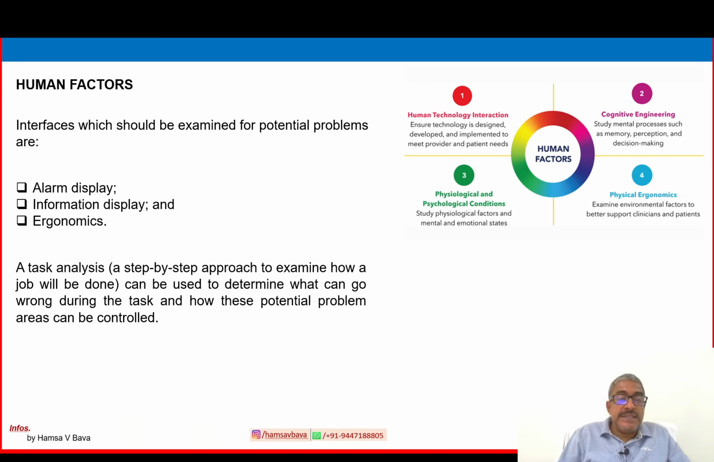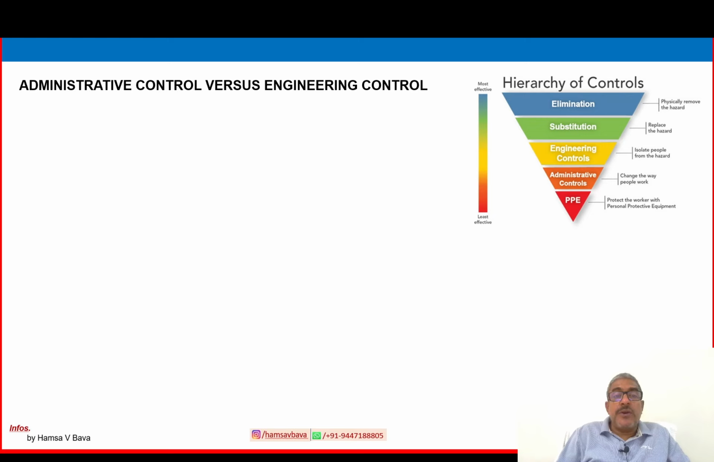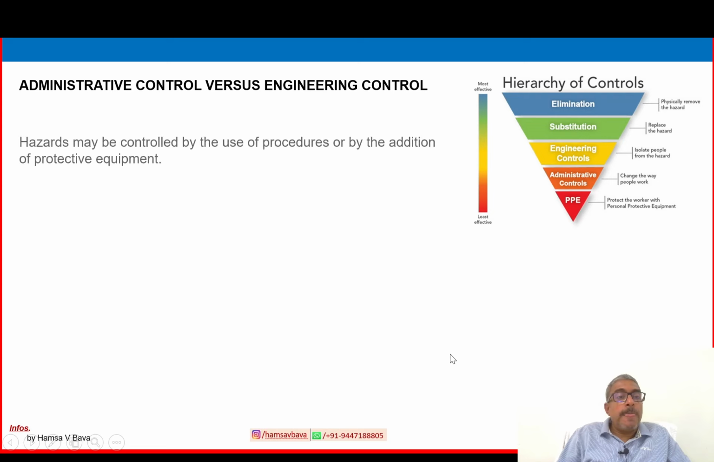A task analysis is a step-by-step approach to examine how a job will be done. Task analysis can be used to determine what can go wrong during the task and how these potential problem areas can be controlled. Now, administrative control versus engineering control. Here are some hierarchy controls given in PSM safety protection.